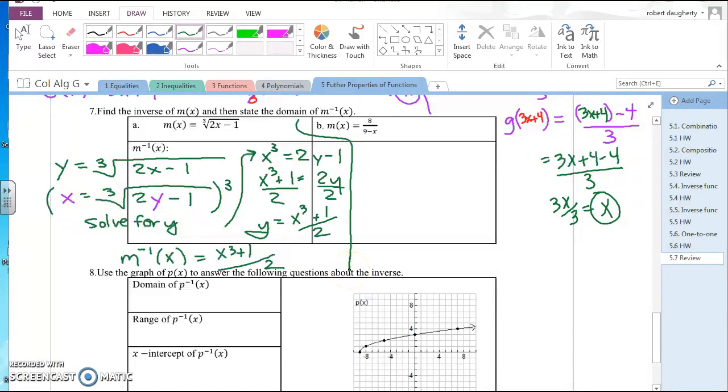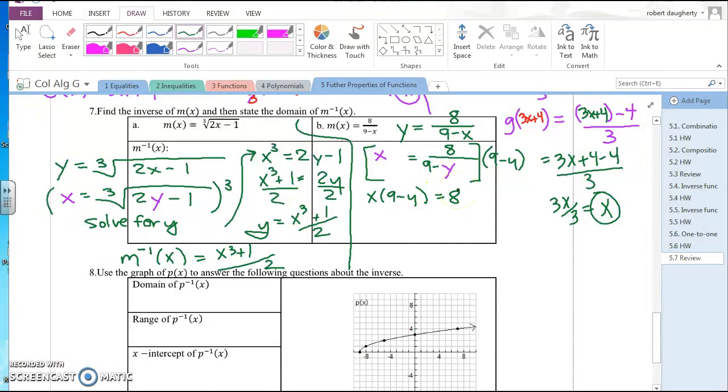So the first step is to write y equals 8 divided by 9 minus x. The next thing I do is switch the role of x and y. So I get x is equal to 8 over 9 minus y. Now I need to solve this for y. If I multiply both sides by 9 minus y, I get x times 9 minus y is equal to 8.